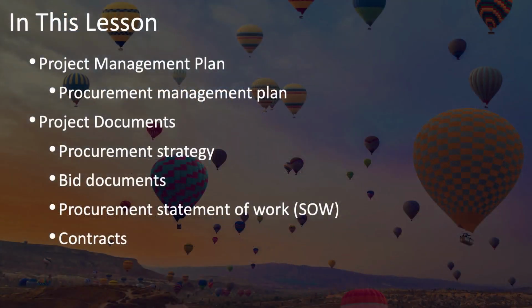The procurement management documents covered in this lesson are organized by the PMBOK guide into two broad categories: the Project Management Plan's subsidiary document of the Procurement Management Plan, and project documents that include the Procurement Strategy, bid documents, the Procurement Statement of Work, and contracts.